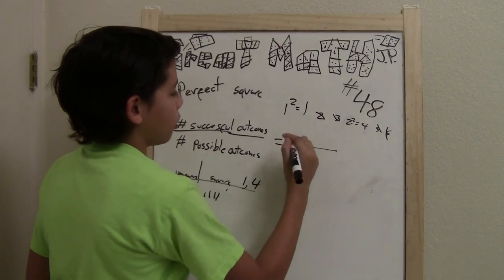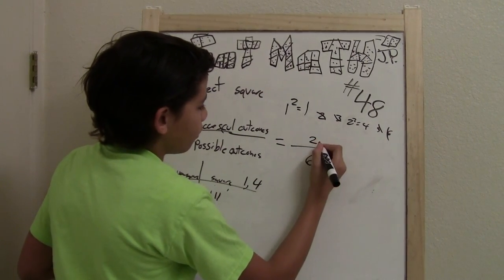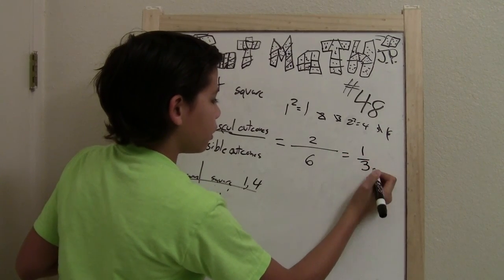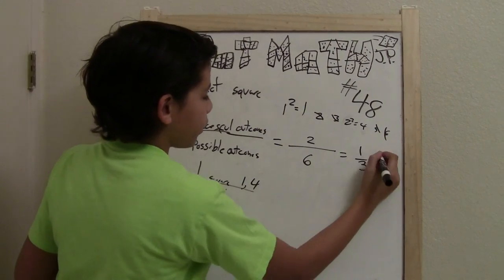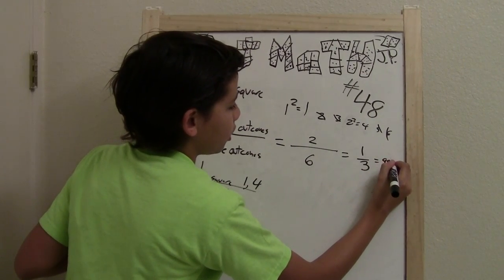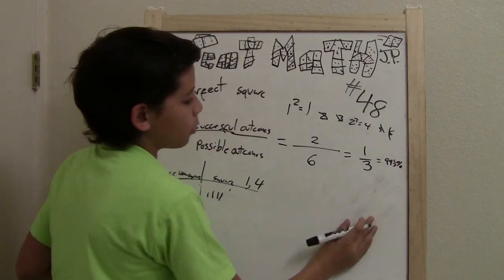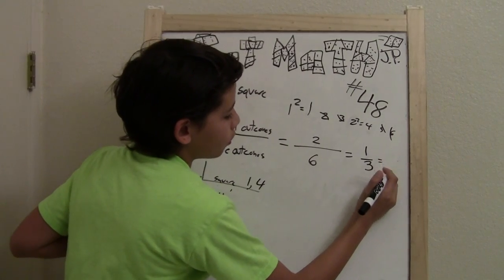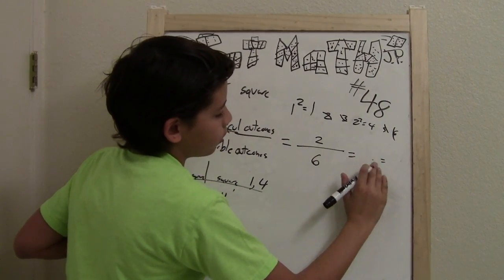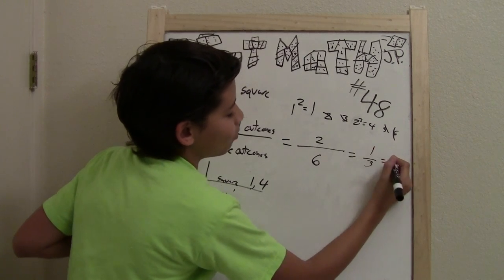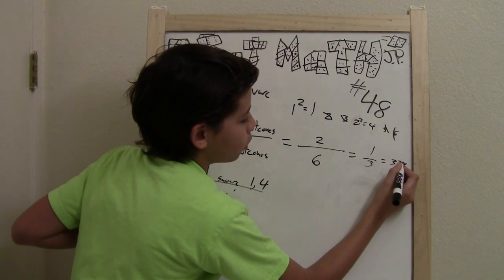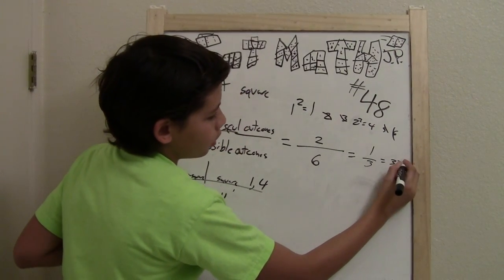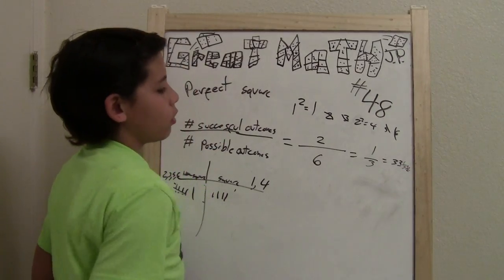So the possible outcomes, there are 6, and there's only 2 of them. So when we simplify, we get only 1/3. How much percentage is that? No, it's 33%. It's not 99. Yeah, it is 33 and 1/3%.